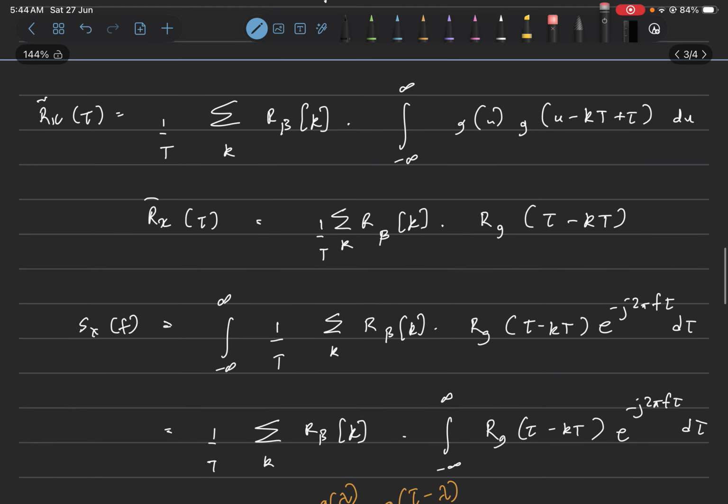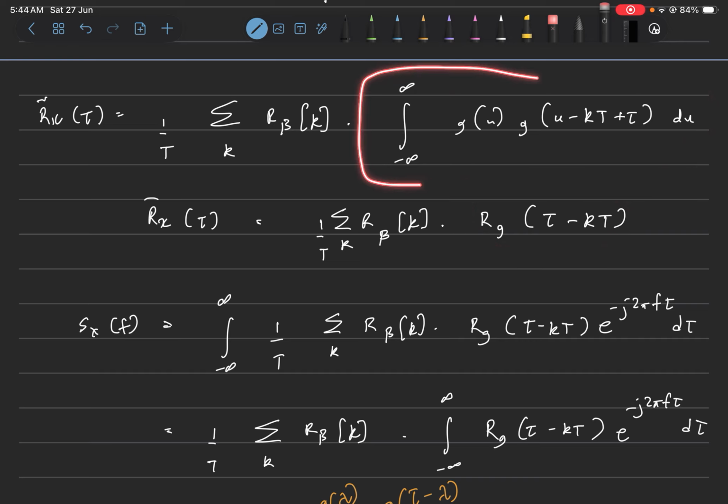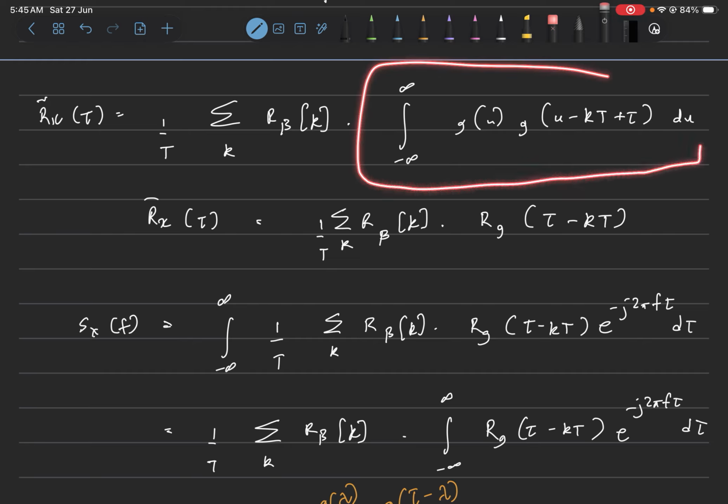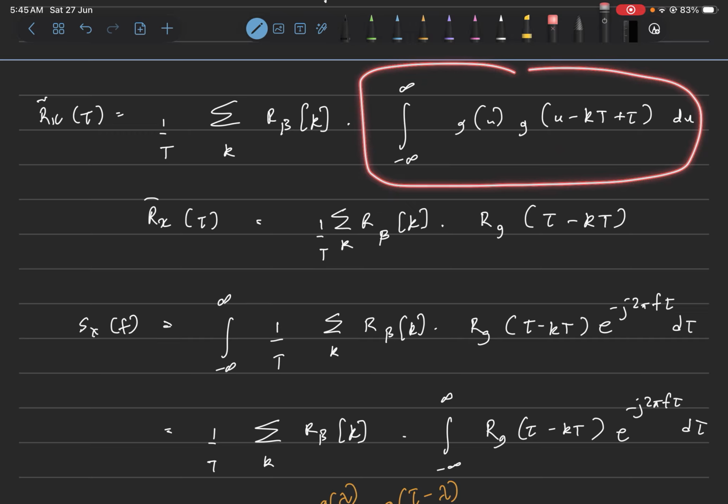So next, this here I am currently denoting by Rg of tau minus kT, because this is similar to the autocorrelation definition, except there is no expectation operator because g is deterministic. As of now I am just denoting this integral by this, where this is the delay between these two, but this is not an autocorrelation because this is not random. It is a deterministic quantity, so it is just being denoted by this.